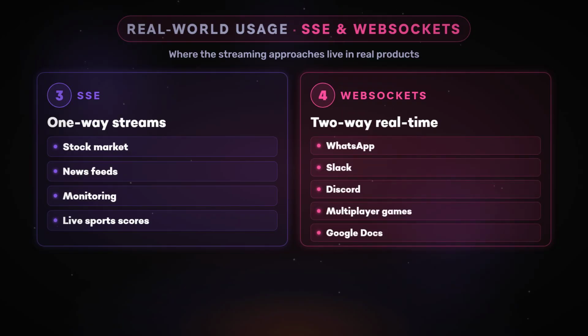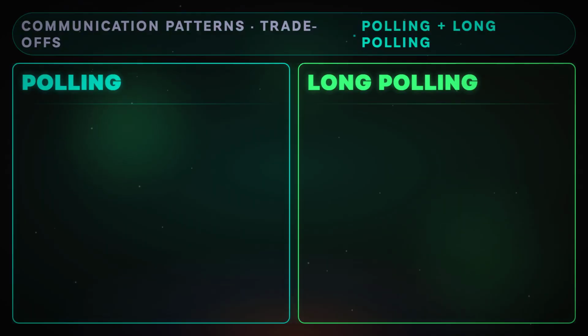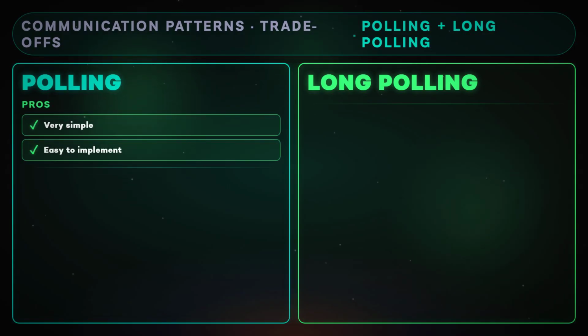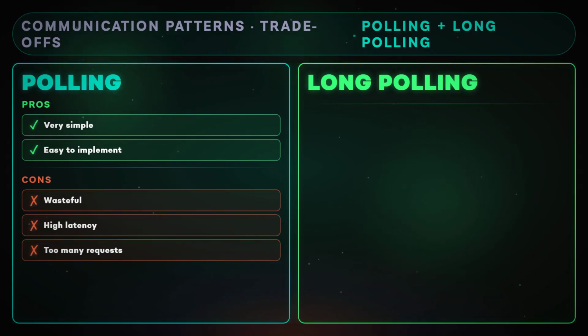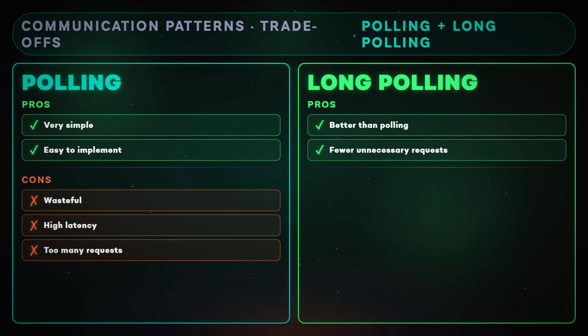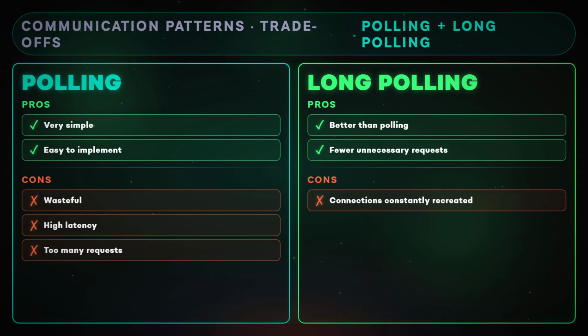Now let's try to understand some of the trade-offs of using these techniques. Polling advantages are it's very simple, easy to implement. Disadvantages are it's wasteful, high latency, too many requests. Long polling advantages are it's better than polling, reduces unnecessary requests, and disadvantages are connections constantly recreated, higher server overload.